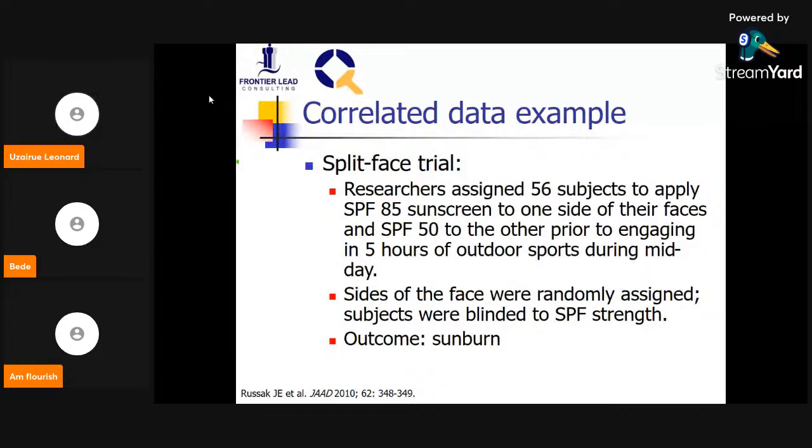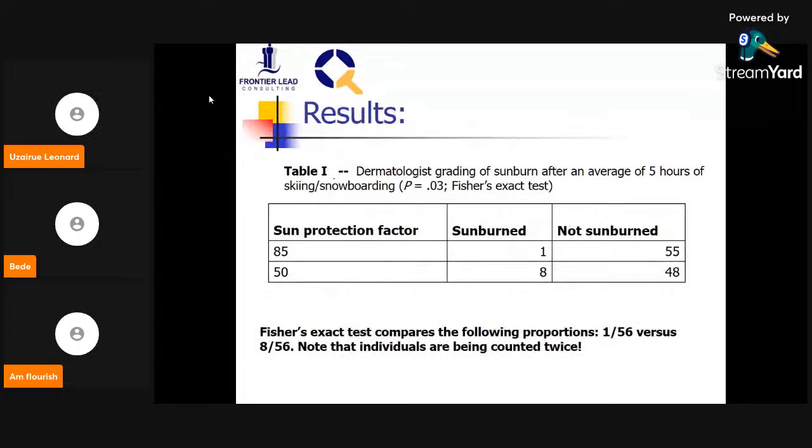So the subjects were randomly assigned, blinded to either of these strengths. Then the outcome was to check for sunburns. Now this is the table. Now we have two groups, 85 and 50. Remember the total, are you with me? Yes. We have the 85 group, then we have the 50 group.